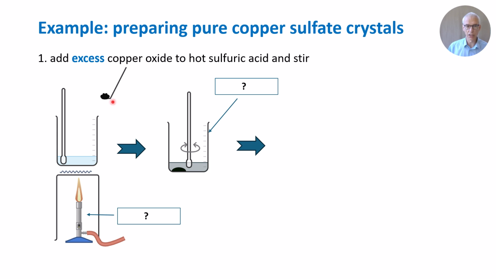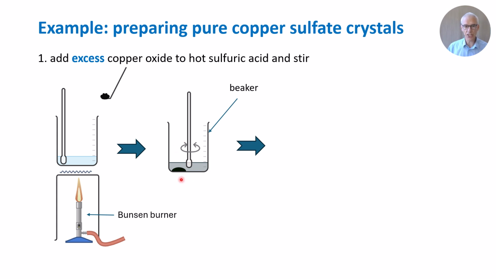So here's our diagram, copper oxide, hot sulfuric acid. What is the name of the heating instrument? It's a question on paper 6. It's called the Bunsen burner, of course. What is the name for this piece of glassware? Again, it's a question that comes up. It's a beaker. So we stir the copper oxide.